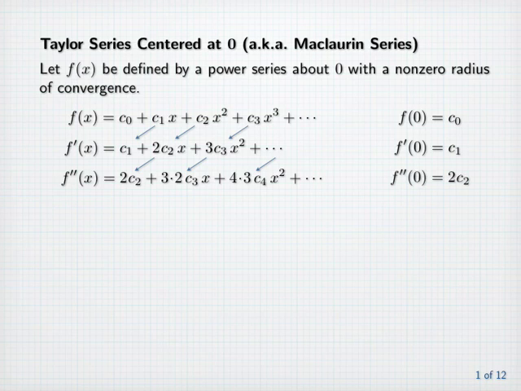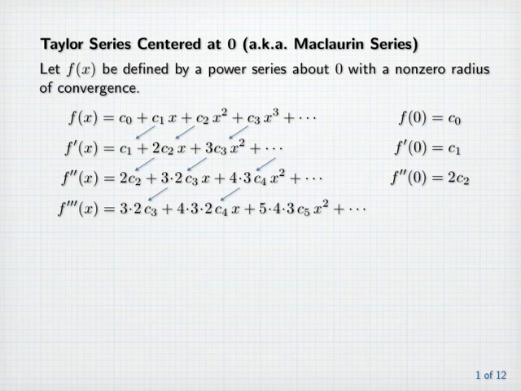Now, f triple prime of x is equal to 3 times 2 times c3 plus 4 times 3 times 2 times c4 times x plus 5 times 4 times 3 times c5 times x squared, and so on. And so we see that f triple prime at 0 is equal to 3 times 2 times c3.